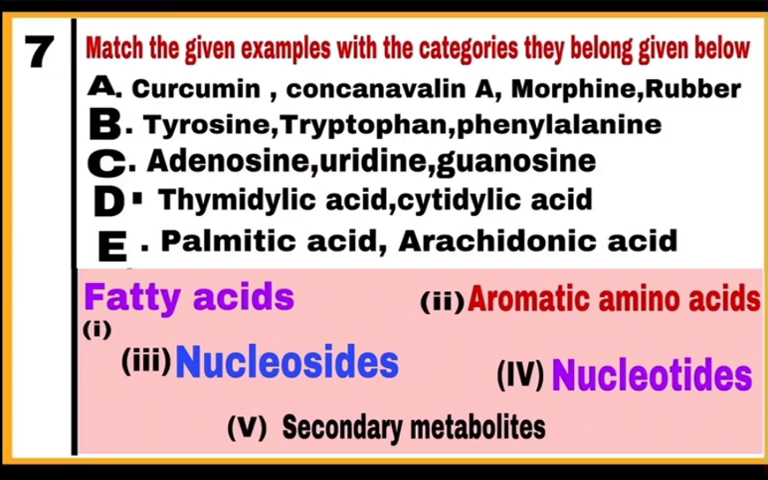E. Palmitic acid and arachidonic acids. They are the examples of fatty acids where palmitic acid has 16 carbon atoms and arachidonic acid has 20 carbon atoms. So here A matches with 5 secondary metabolites, B matches with 2 aromatic amino acids, C matches with 3 nucleosides, D with 4 nucleotides and E with 1 fatty acids.